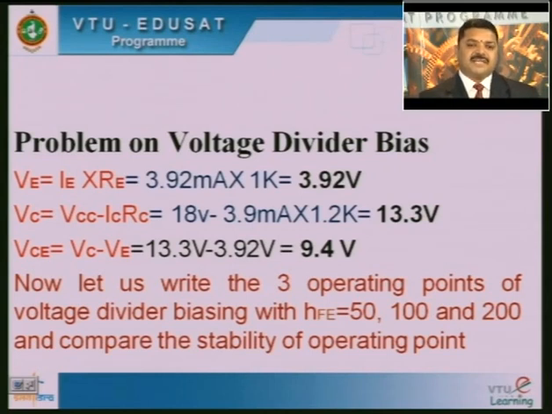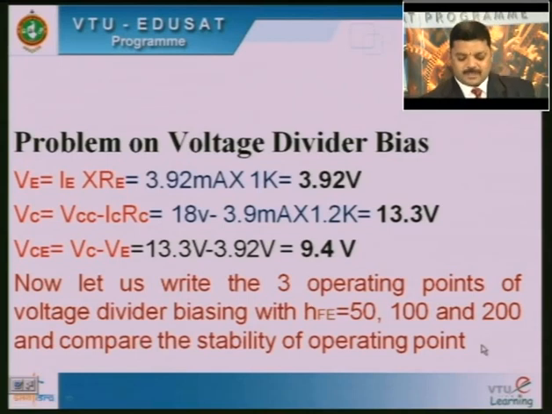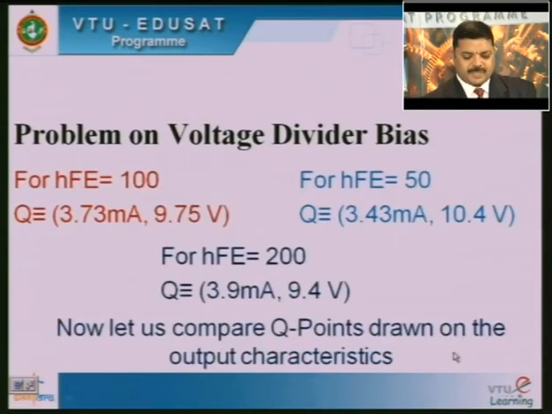Now, by considering the three operating points for different values of HFE, HFE equal to 50, HFE equal to 100 and HFE equal to 200, we need to compare and get the stability of the operating point. Let us see what that analysis is. Next. So, problem on voltage divider bias.